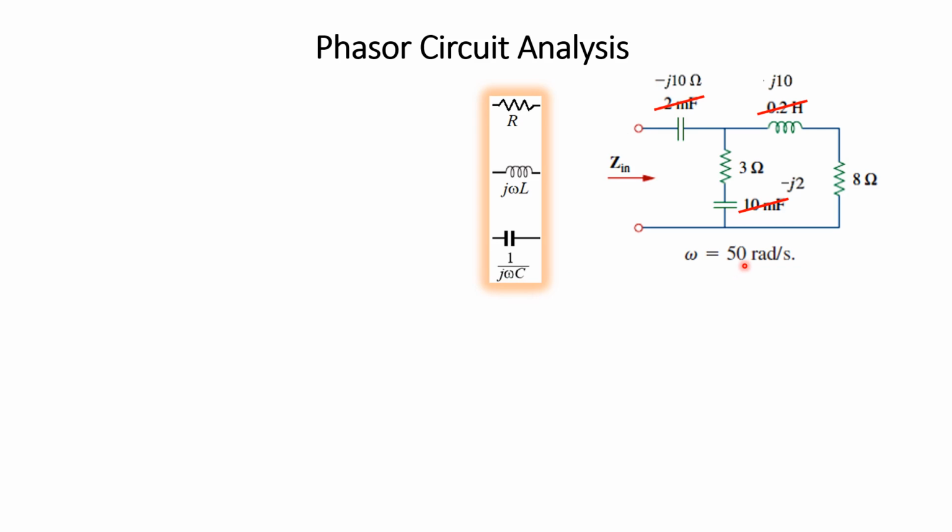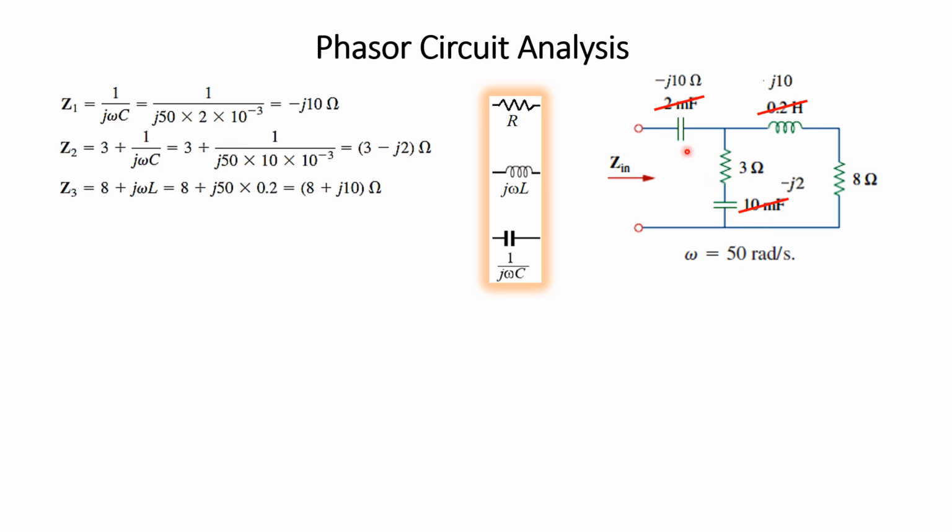Omega is 50 and the capacitance is 2 millifarads. Doing these calculations, this is minus j over 10, minus j10, and this is j omega L. Omega is 50 and the inductance is 0.2 henry, so 50 multiplied by 0.2 is 10. The resistance remains the same in phasor representation, and the capacitor is minus j divided by omega C. Using this frequency and the capacitance, we get minus j10. We call it Z1, so Z1 is minus j10.